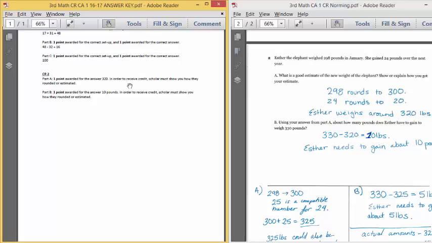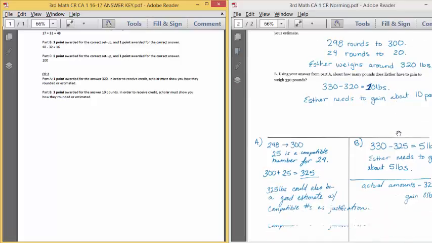In order to receive credit, again, the scholar must show you how they rounded or estimated, so using the number sentence would be perfectly fine here. If they use compatible numbers, for example, and they got 325, what you would be looking for is a number sentence more like this, where you can see 330 minus 325 equals 5 more pounds.